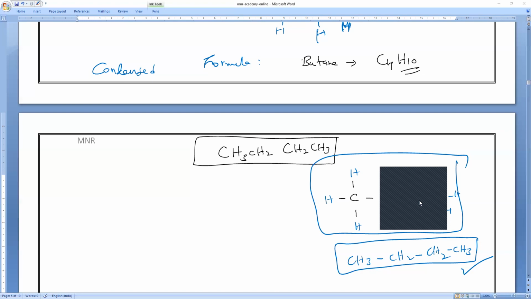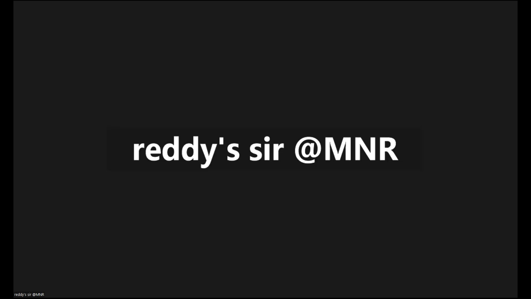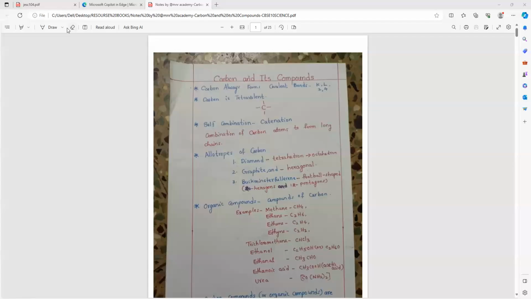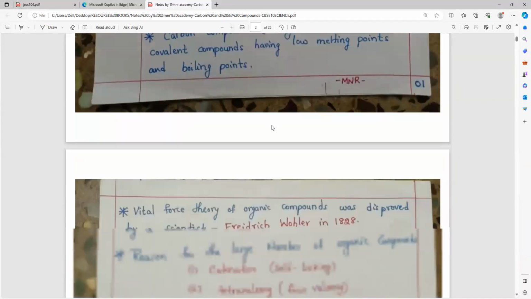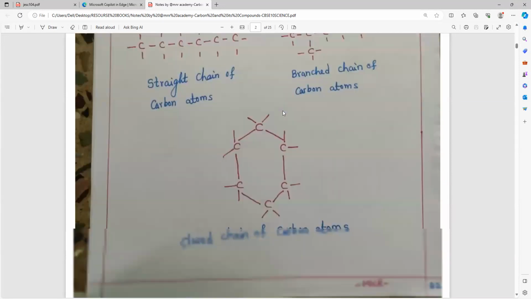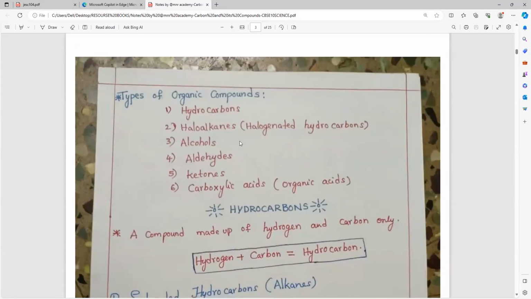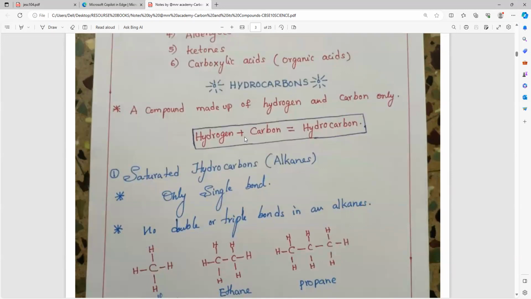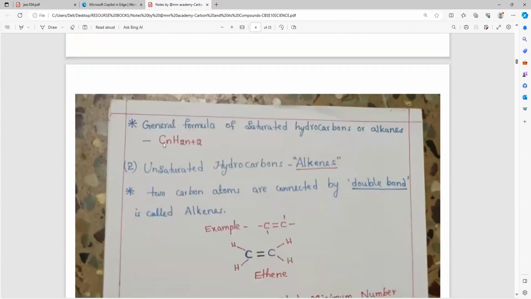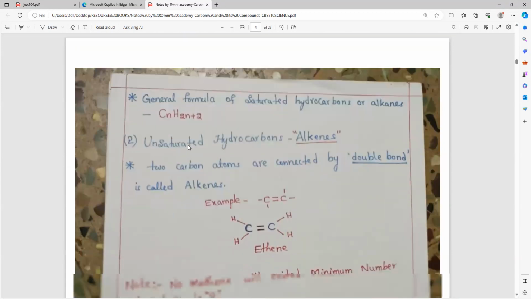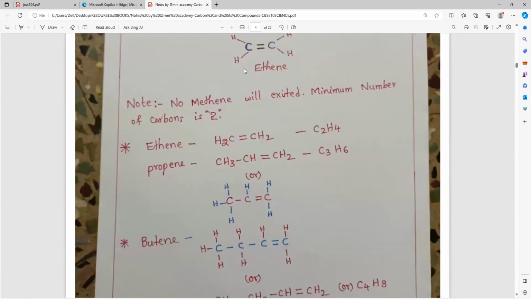Now, in the classwork which I have shared, everything is mentioned very clearly. Even if you read this, it is sufficient for you. I have written it that neatly. Will you all follow it? So hydrocarbons: methane, ethane, propane, butane, hexane, heptane. Next, the general formula of saturated and unsaturated hydrocarbons, with double bond and triple bond.